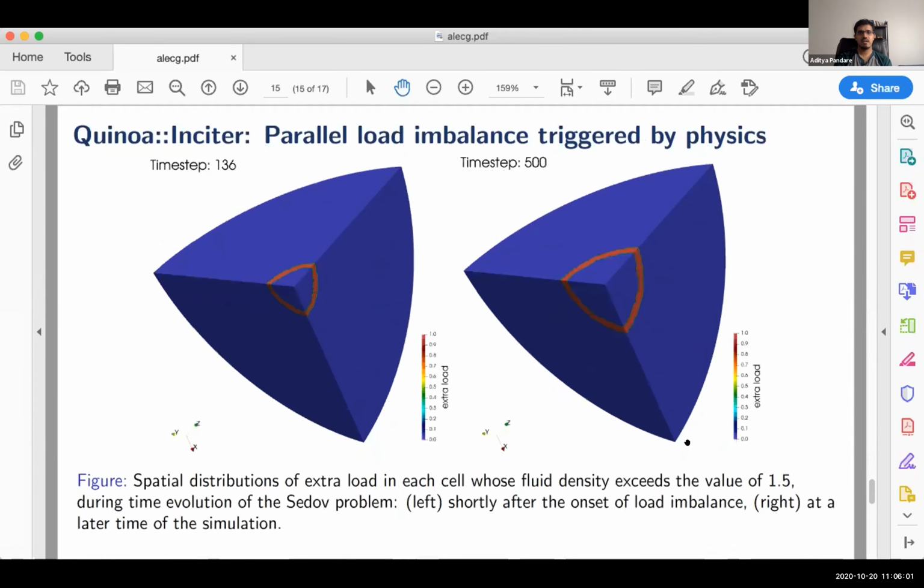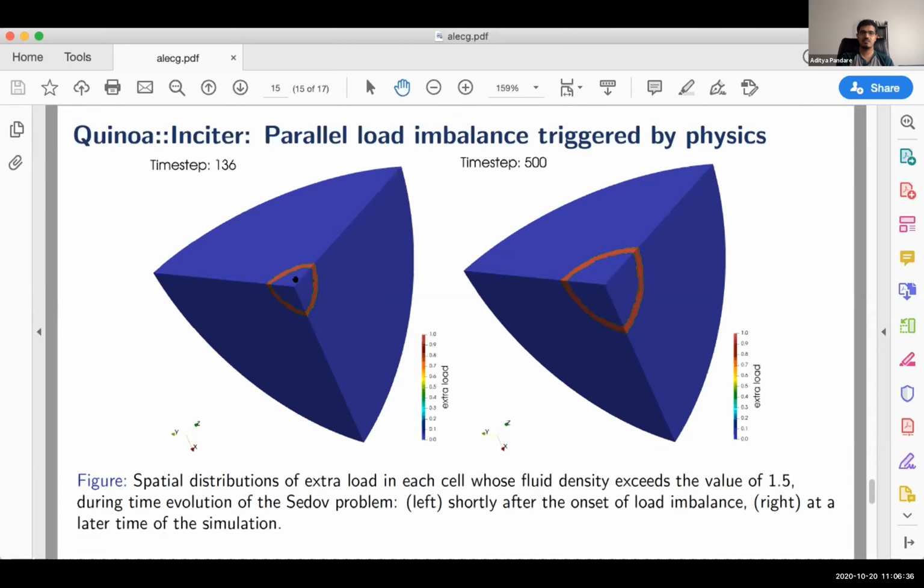Now, since we have good strong scaling, the next step was to see parallel performance when the load imbalance was triggered. And the way we induced load imbalance in the problem was for the set of blast wave. So basically, when there was a blast wave where the density exceeded a certain quantity, there was some extra physical computation that was triggered. And this computation caused load imbalance in the vicinity of these partitions, basically.